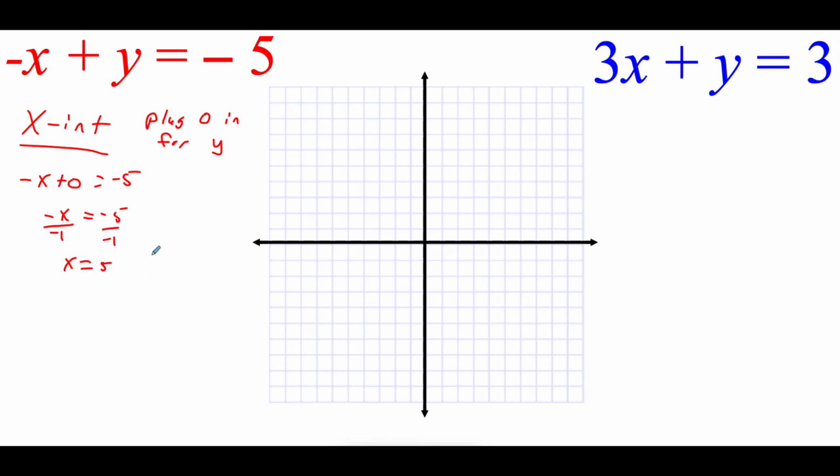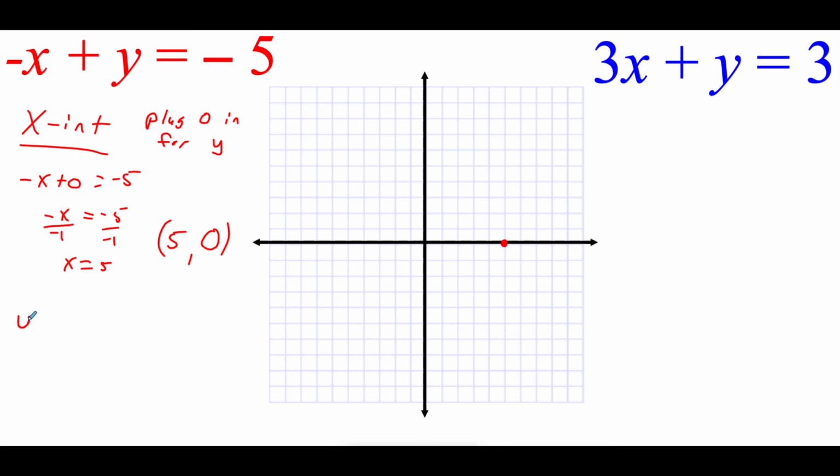Now this is actually a point. We've got an ordered pair here. We know that the x value is 5 from having x equals 5. And we got that answer by putting 0 in for y. So the y value here is 0. So the first point I'm going to plot out is 5, 0. So from the origin, I need to go to the right 5 spaces, and I'll put that dot.